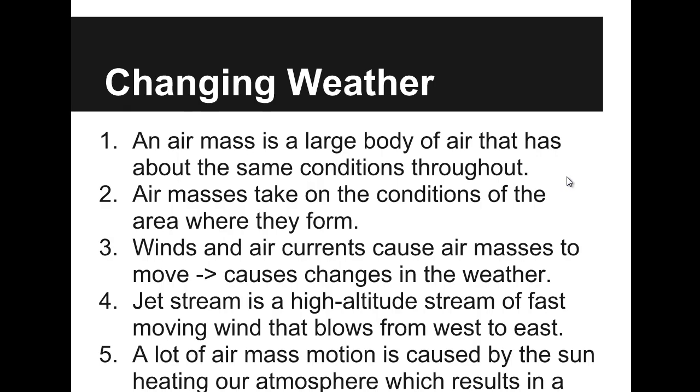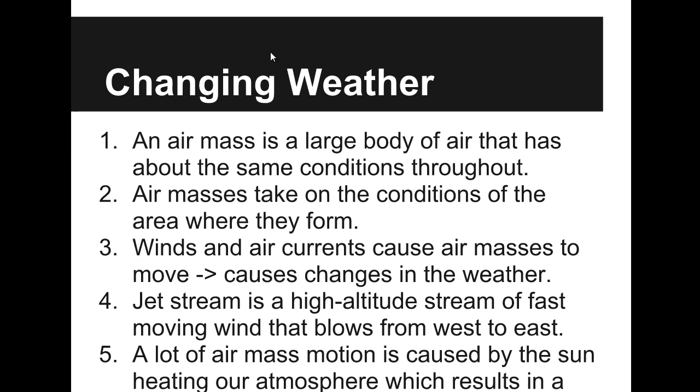Changing weather. An air mass is a large body of air that has about the same conditions throughout it, same temperature, same type of humidity. Air masses take on the conditions of the area where they form. So if they form over warm tropical waters, they tend to be more humid and warmer. If they form over cold, dry land, they tend to be drier and cooler, and other combinations too.